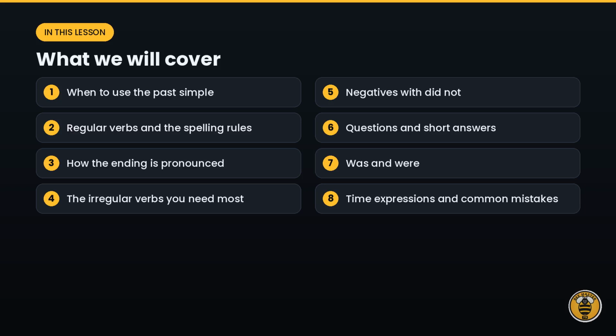Here is the plan. First, when we use the past simple, then regular verbs and their spelling rules, how the ending is pronounced, and the irregular verbs you need most. After that, negatives, questions, and short answers, the special case of was and were, and finally time expressions and the mistakes learners make most often.